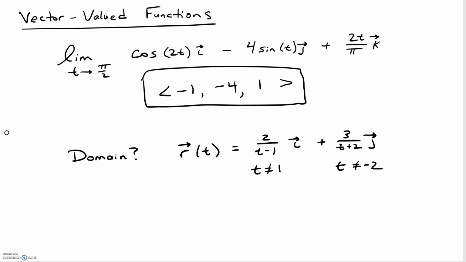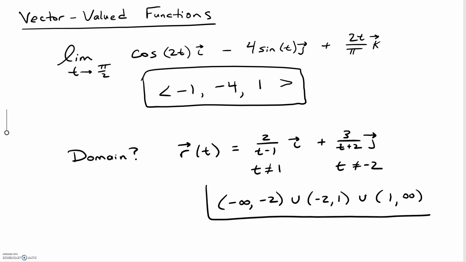Then the domain of the vector is the union, the combination of these. If we write that in interval notation, any number from -infinity to -2 will work, along with any number between -2 and 1, along with any number greater than 1. And we have the domain of our vector here.